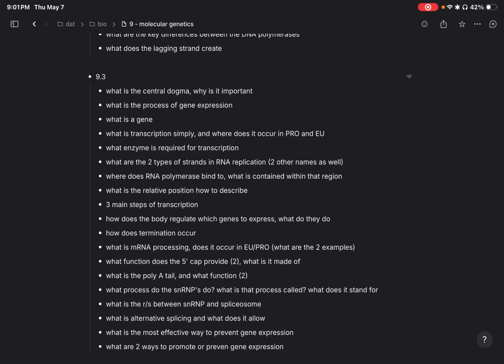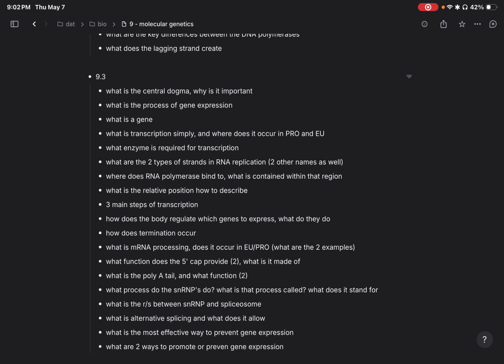What is mRNA processing? Does it occur in eukaryotes and prokaryotes? And what are 2 examples? So it only occurs in eukaryotes. It does not happen in prokaryotes. mRNA processing is just like post-transcription modifications to the mRNA that's created. 2 examples include the poly A tail, which is just adenines on the end of it, and then the 5' cap, which is a guanine, and it just allows it to attach to the ribosome easily.